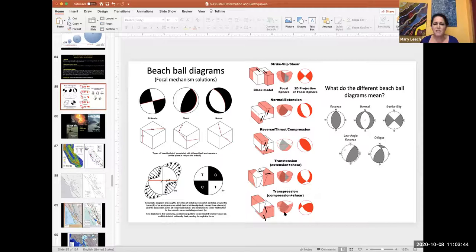And I just included all of this because it gives you different examples. There's a strike slip fault. There's a normal fault. Here's a thrust fault, or motion on a thrust fault. These represent motion.